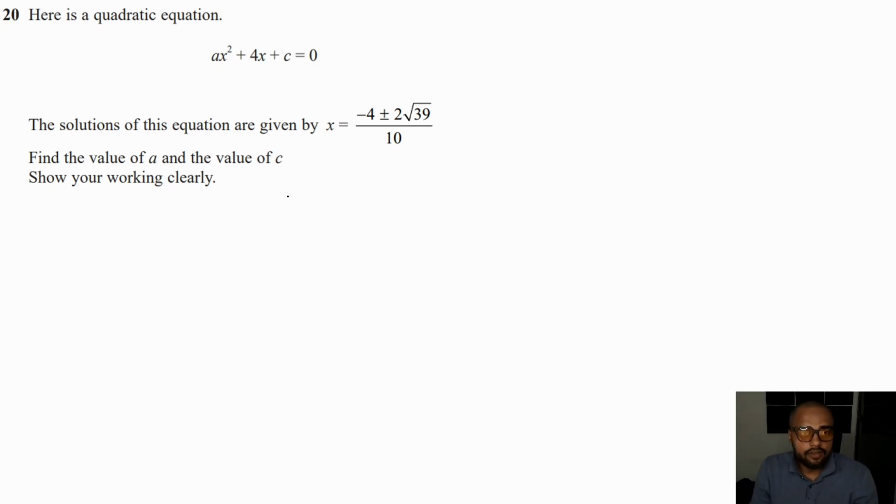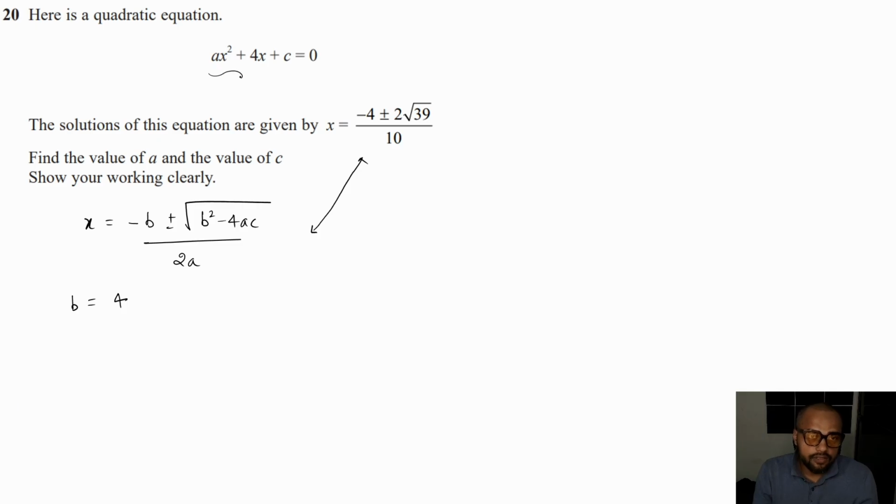In the next part, students, they have given a certain quadratic equation, and the solutions of this equation are given by, okay, we know what the quadratic formula is. So x is equal to negative b plus or minus the square root of b squared minus 4ac, upon 2a. This is the quadratic formula. So what we need to do is compare these two equations. So b here will be equal to 4, and we can see here also that b is 4.